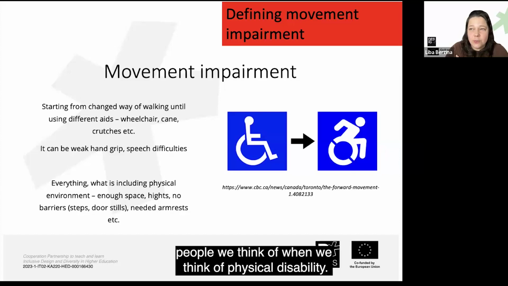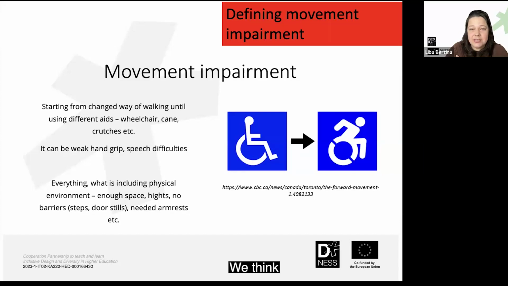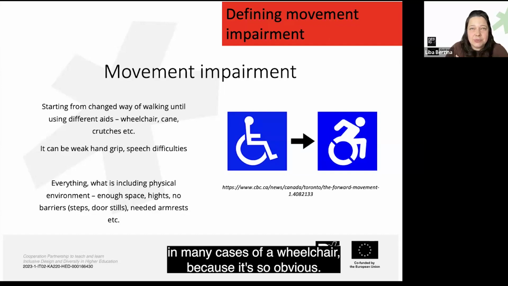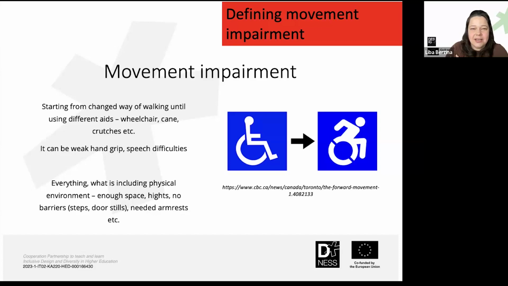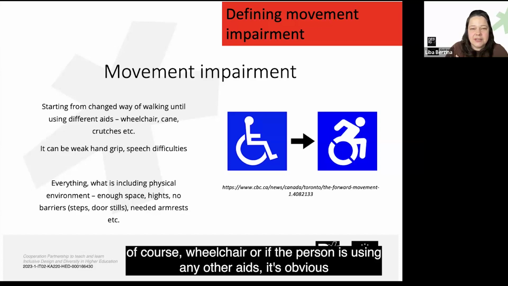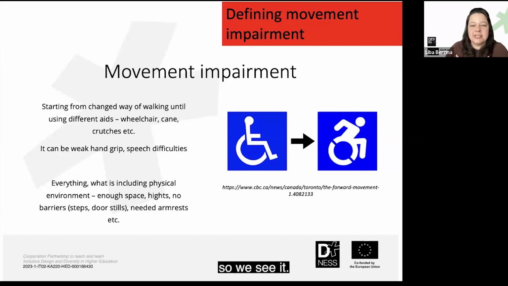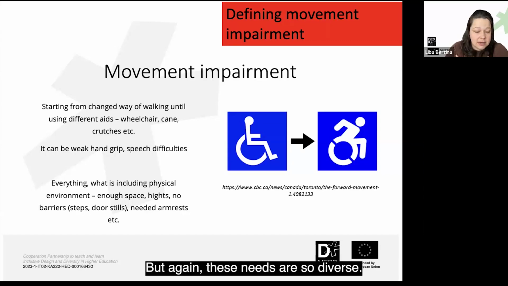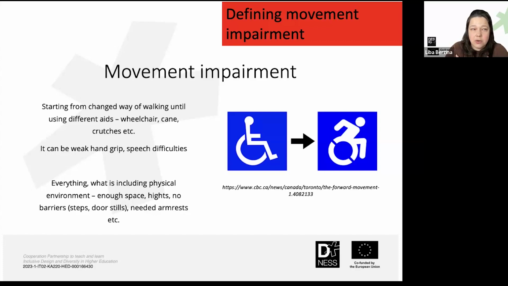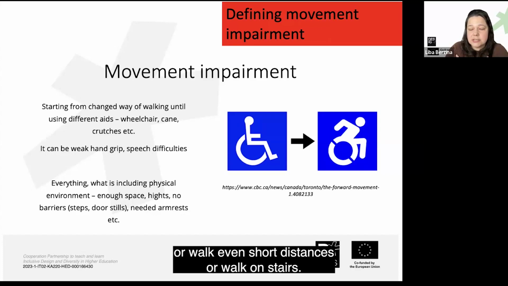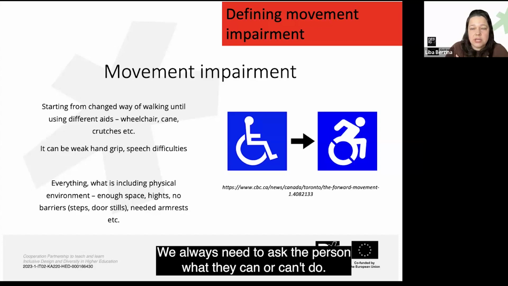The wheelchair is one of the typical images we think of when we think of physical disability. We think in many cases of a wheelchair because it's so obvious. So there is this disability you can see and you can't see. Of course, if a person is using a wheelchair or any other aids, it's obvious, right? So we see it. But again, these needs are so diverse. For example, a person in a wheelchair can also sometimes step up or walk even short distances or walk on the stairs.